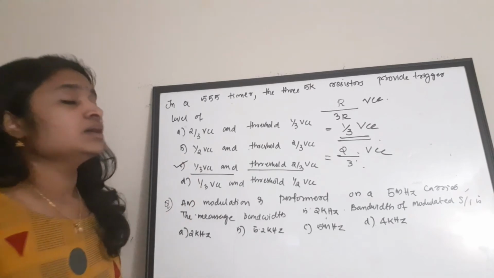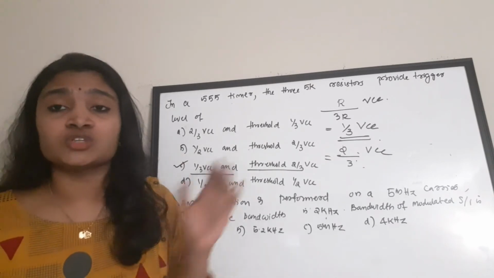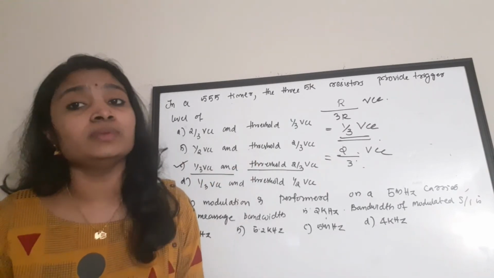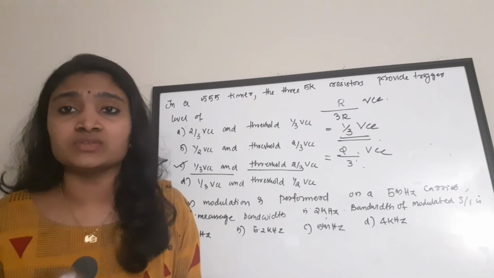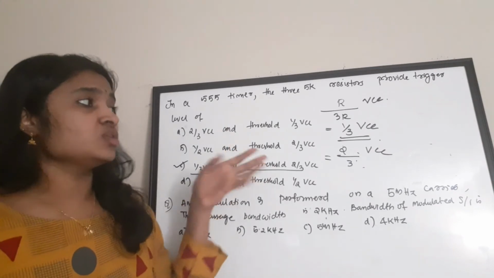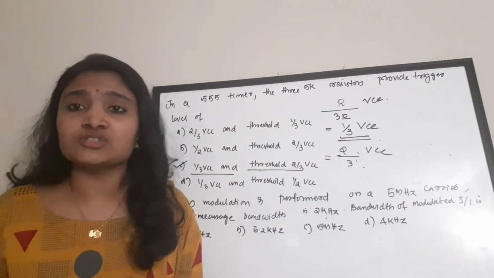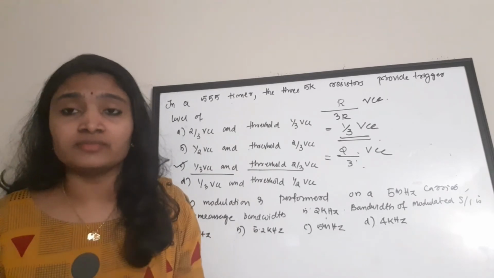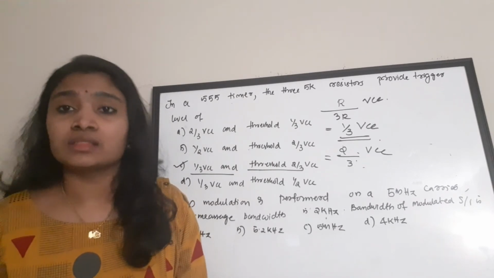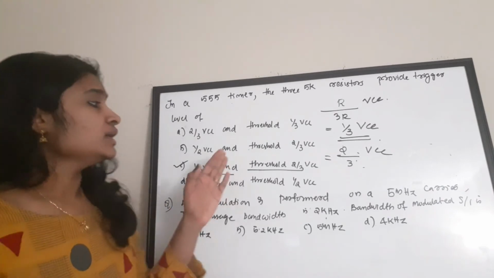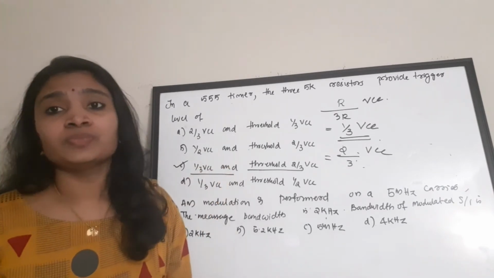Now, next is the image of this 555 timer. By seeing that image, you will be able to find out why the triggering and threshold levels are based on voltage division. We can find the trigger level voltage and the threshold voltage. Anyway, the correct answer here is option C.